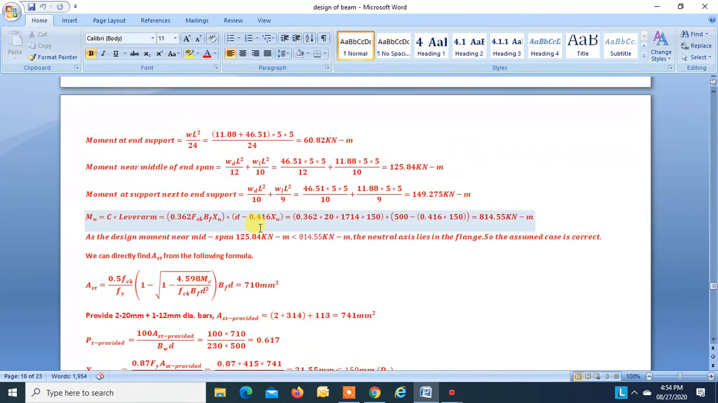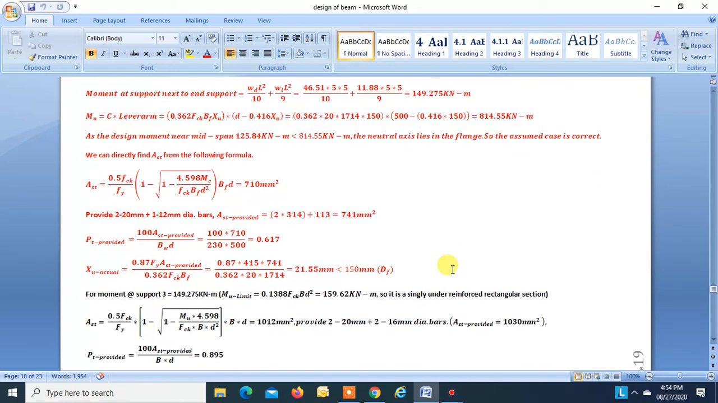Okay, so we get MU equal to this is C, this is lever arm, XU is 150. This gives 814.5 kilonewton meter. But our design moment is 125, which is less than this. So we can say the neutral axis falls in the flange. And so now we can find the neutral axis.